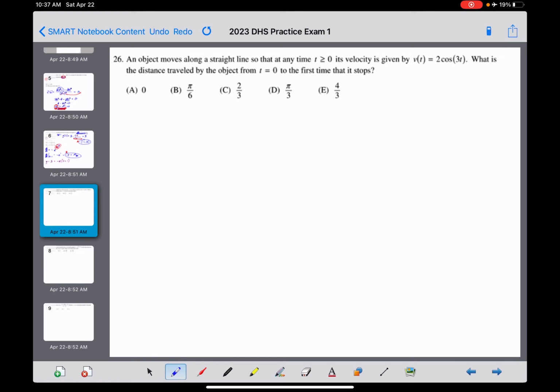Object is moving along a straight line. Velocity is given by this function here. They want the distance traveled by the object here from t equals 0 to the first time that it stops. Well, that's the hard part, the first hard part of this problem.